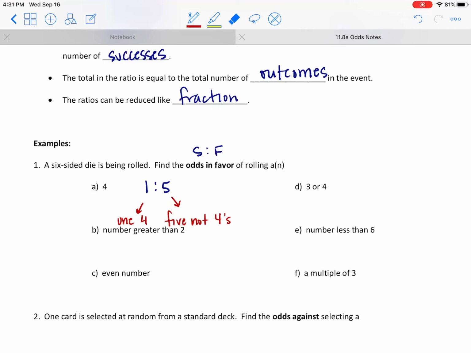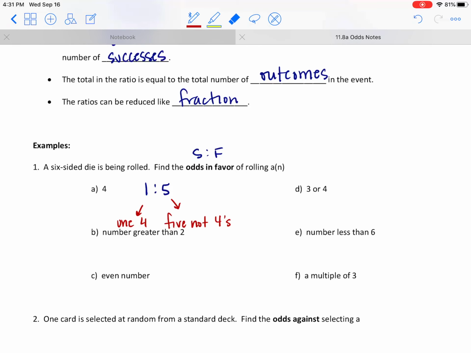Part B says, what are the odds in favor of rolling something that's greater than 2? So greater than 2 would be a 3, a 4, a 5, or a 6. So there are 4 options there. Those would all be the successes of actually rolling something greater than 2. So 4 successes, and then not greater than 2 would be the 1 and the 2. That's 2 different options.